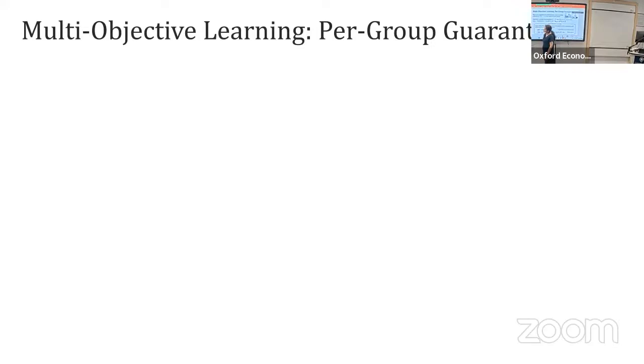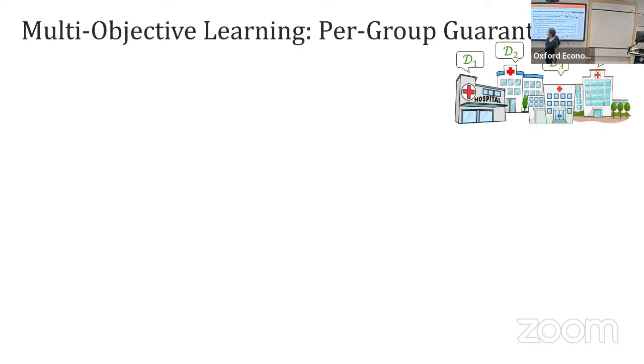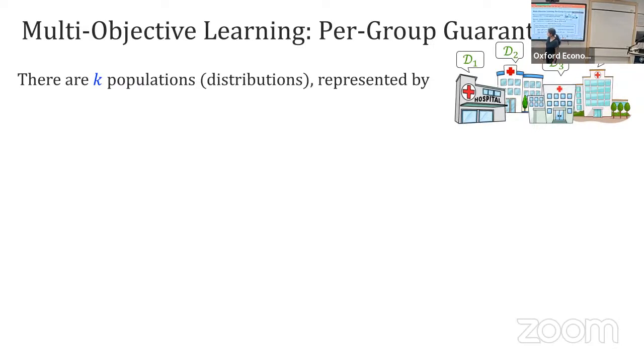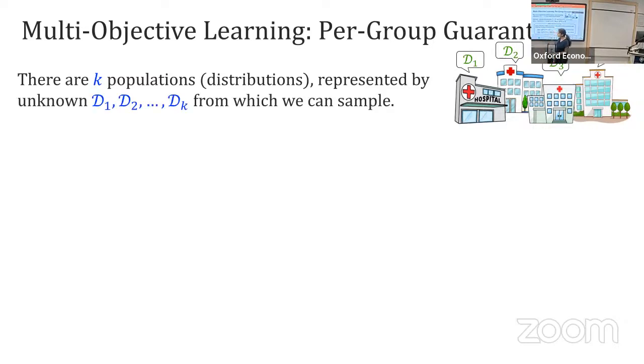Okay, so what is the multi-objective learning perspective here? This is how we think about per-group guarantees in today's talk. I have multiple distributions representing different populations of people. This is D1, D2, Dk. And then I can sample from these distributions. I can identify these populations of people and actually ask for more information.